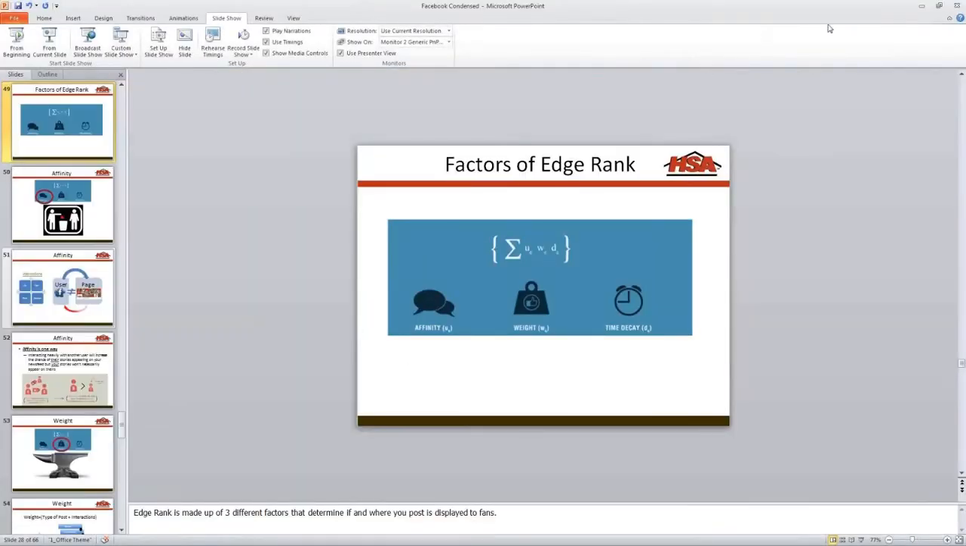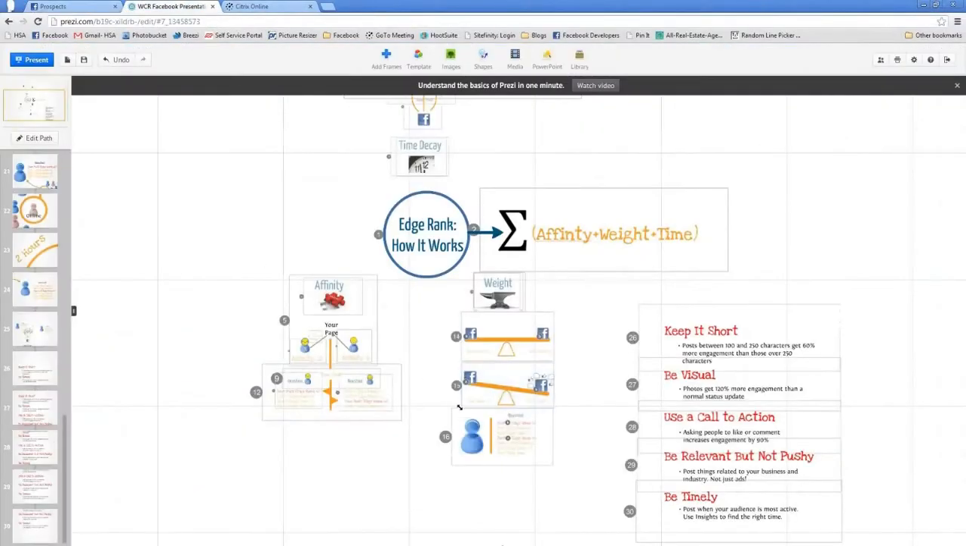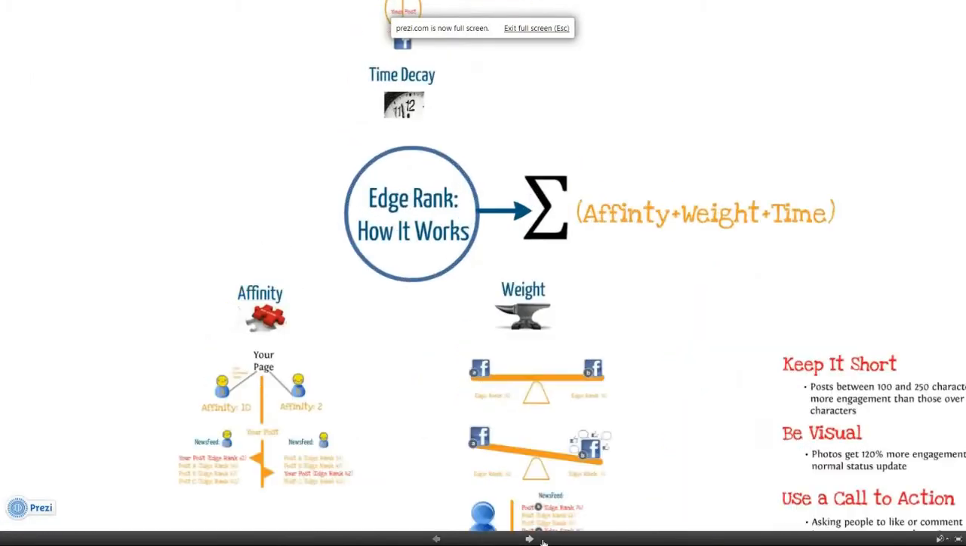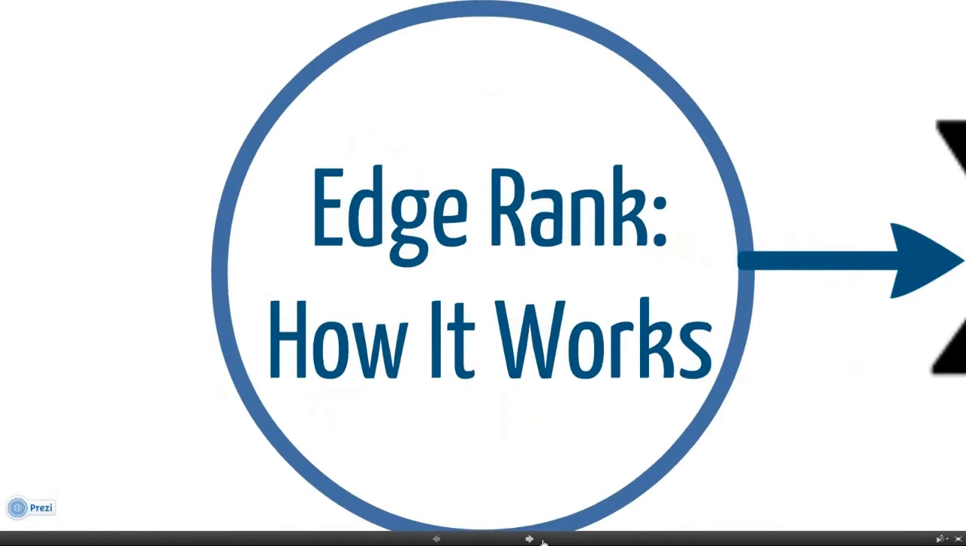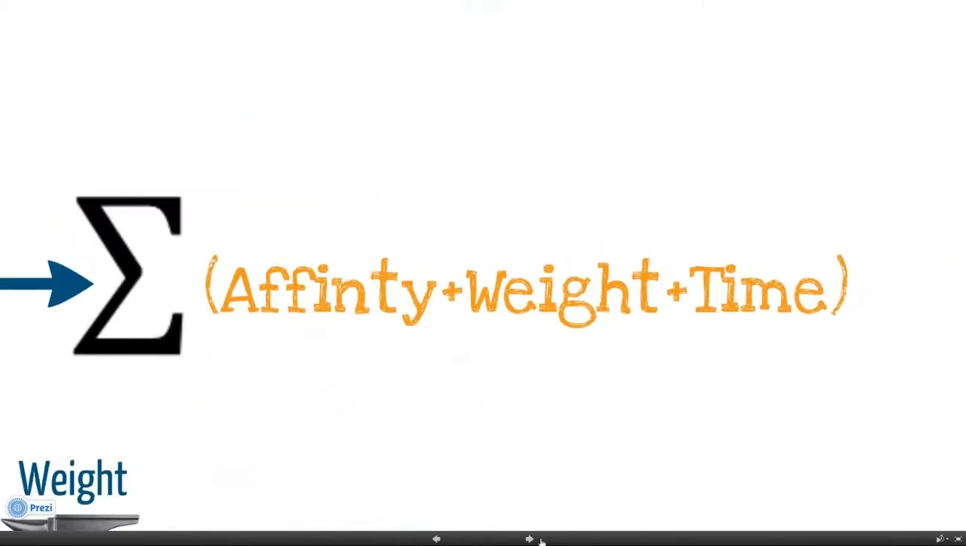So to go into these factors of EdgeRank, we're going to start here. How EdgeRank works. EdgeRank, like we said earlier, is the combination of these three factors: affinity, weight, and time decay.